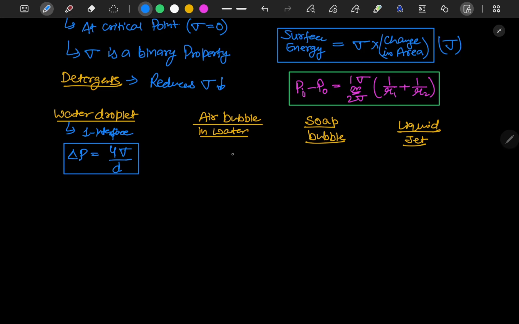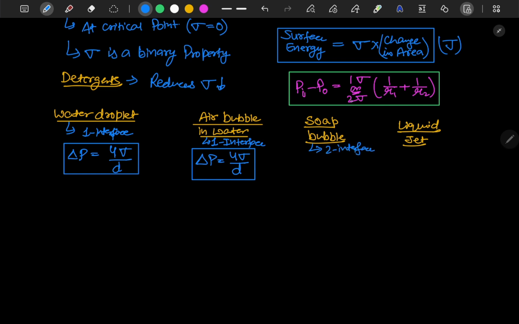Okay. In case of an air bubble in the water, this is a similar condition to that of a water droplet, and here also delta P is equal to 4 sigma by D, because this is also a single interface system. This is also one interface. Okay, this soap bubble is a two interface system.